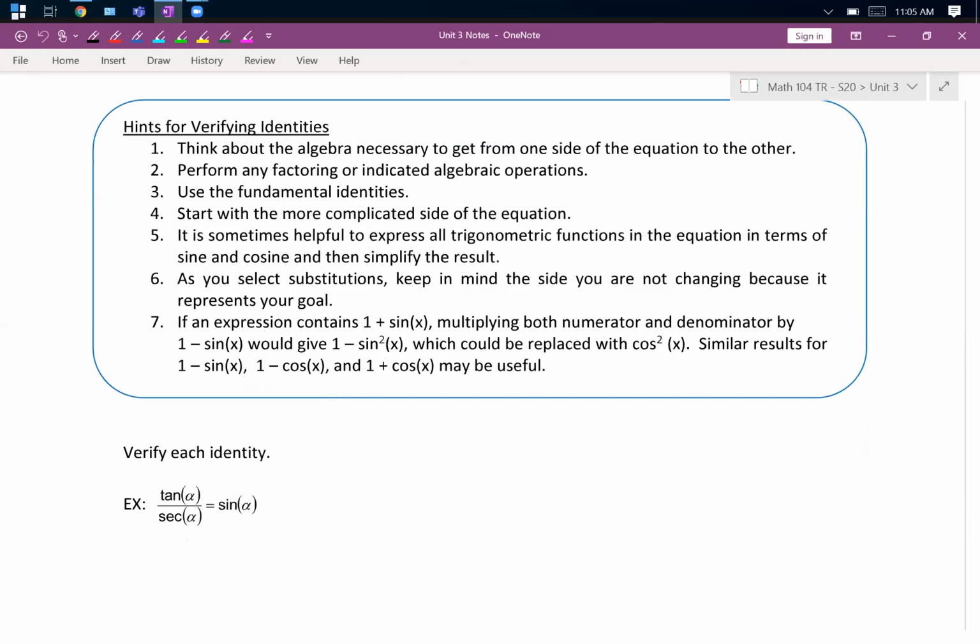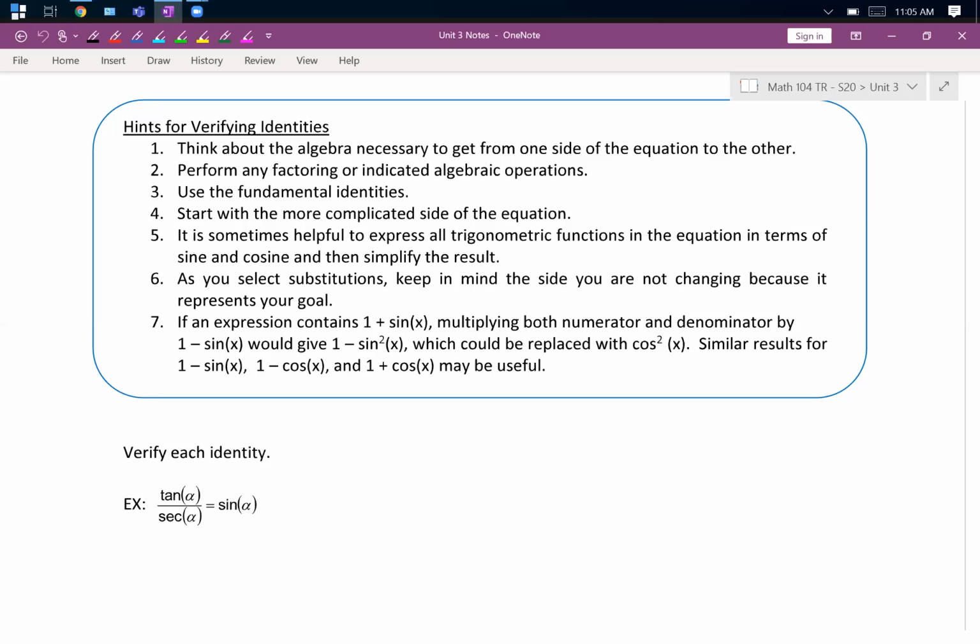And if an expression contains 1 plus sine, multiplying both the numerator and the denominator by the conjugate, 1 minus sine, would give you 1 minus sine squared, which you could replace with cosine squared. So that's just a variation of our Pythagorean identity. So I'm going to talk through the algebra. I'm going to do some side work, and then we'll write out a nice fluid proof.